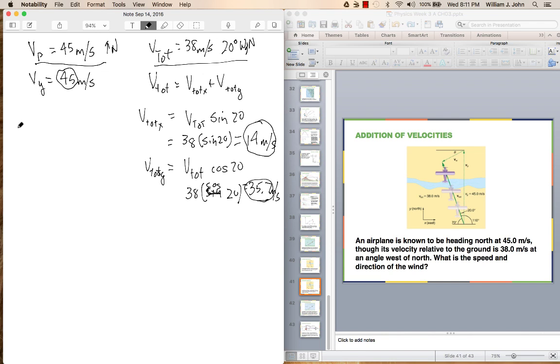So the y component of the wind, which is shown as P, is going to be 45 minus the y component of the total, which is 35.7. So that's going to equal 9.3. So the wind is equal to the square root of 35.7.